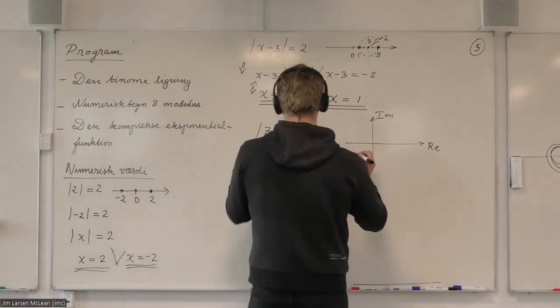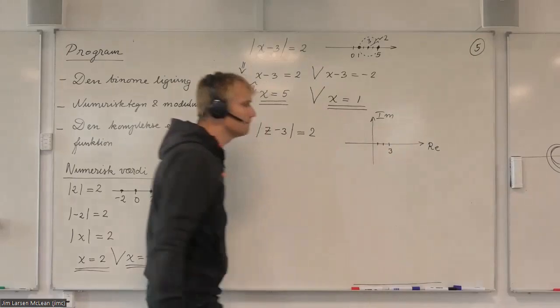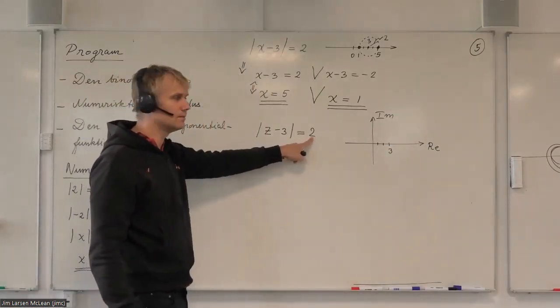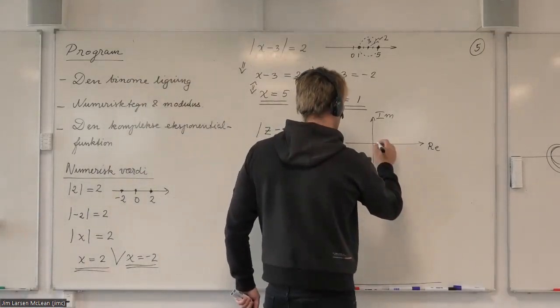So I head out to the number 3. And of course, it's right where it usually is, here on the real axis. And then I need to set my compass to a radius of 2. And then I need to place the compass's center right here. So now I've got to draw a circle.